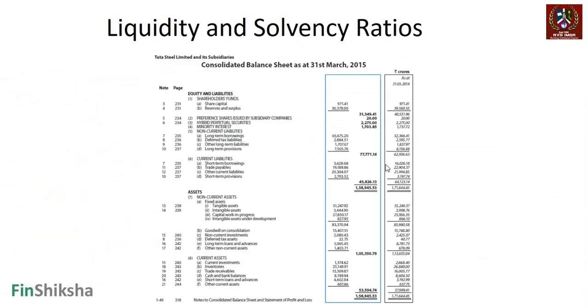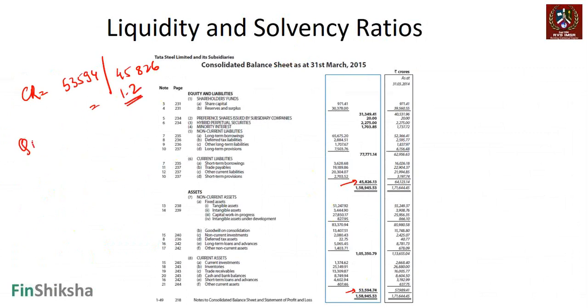Let's quickly try one more of these, which is on our Tata Steel numbers. If you have to calculate the current ratio for these guys, for example, that's current assets 53,594. So I can take 53,594 and divide it by current liabilities, which is 45,826. So that probably is around 1.2. The current assets cover current liabilities.